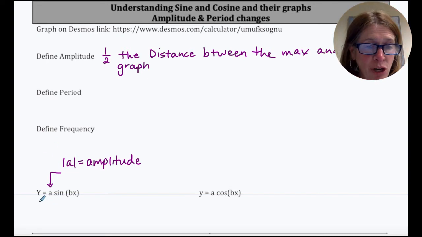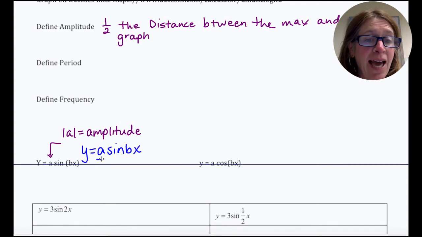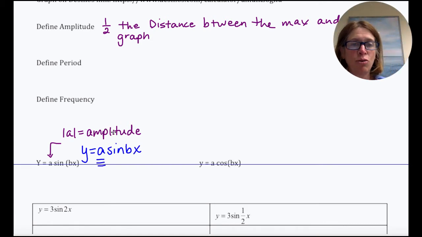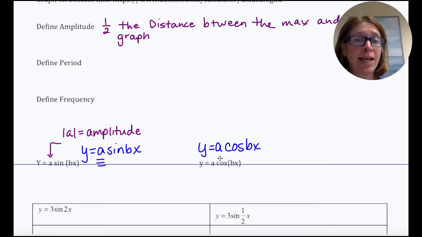Now, in the function y equals a sine bx, actually, let me make this a little bigger. Y equals a sine bx. The absolute value of a is actually going to show me the amplitude. So if it's 2, that means that half the distance is 2. Same thing here in the cosine graph. y equals a cosine bx. The absolute value of a is going to tell me the amplitude.